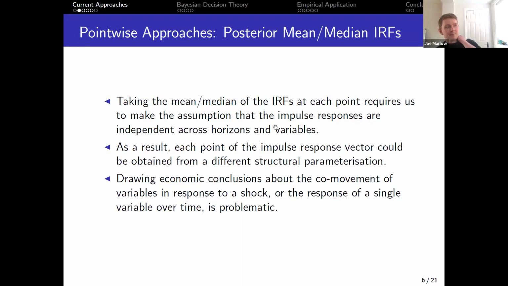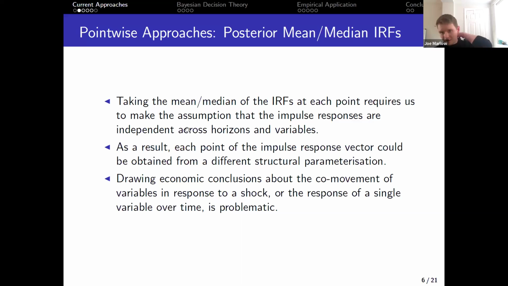Then at each point in time, for each variable and each shock, we take the mean or the median of the distribution at that point in time. What we're doing when we do that is implicitly assuming that the impulse responses are independent, both across time and variables. This is obviously quite a strong assumption to make in a macro setting, because macro variables exhibit persistence.